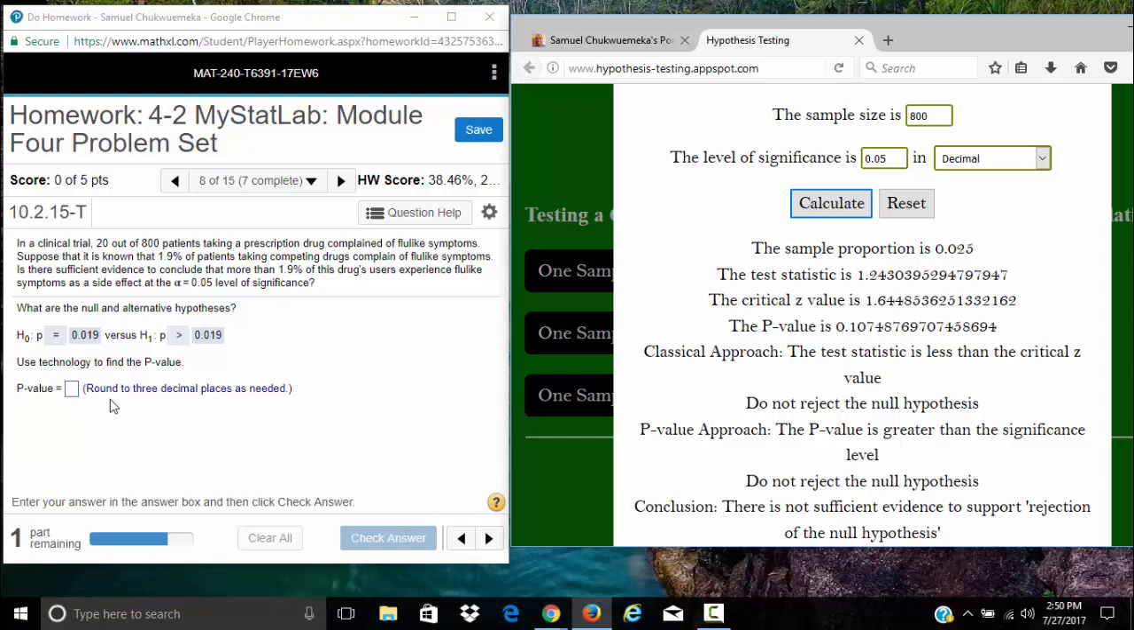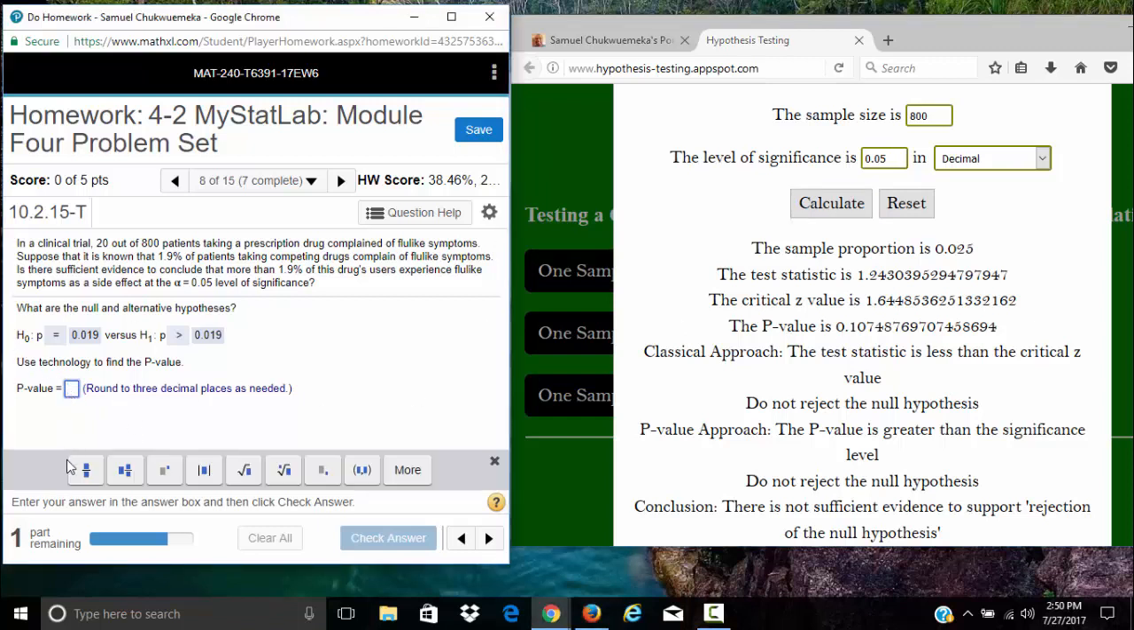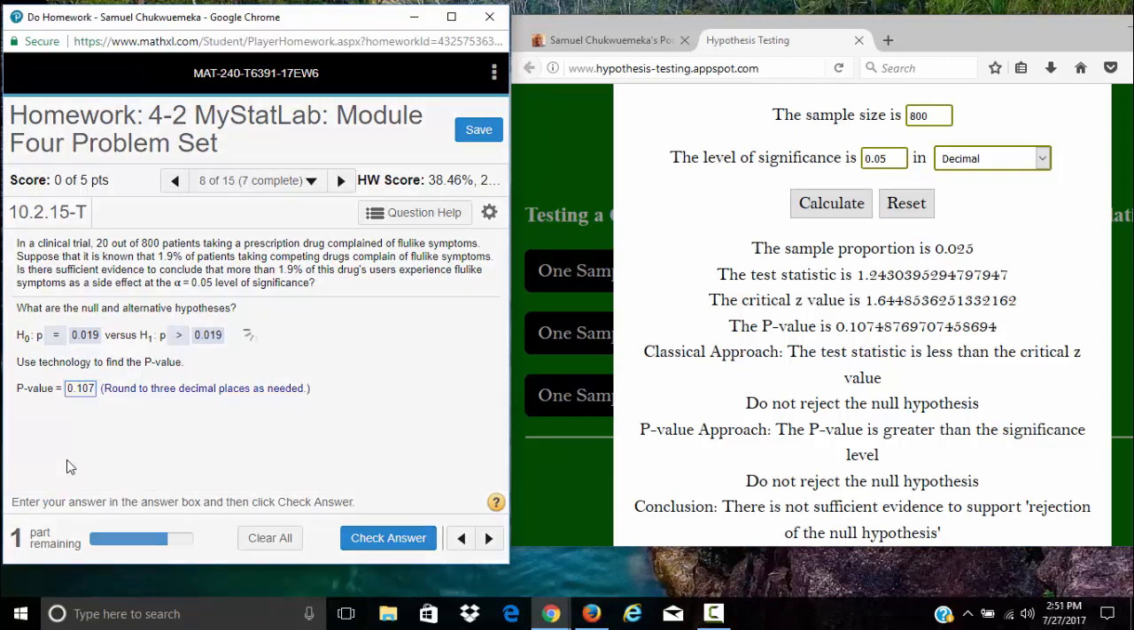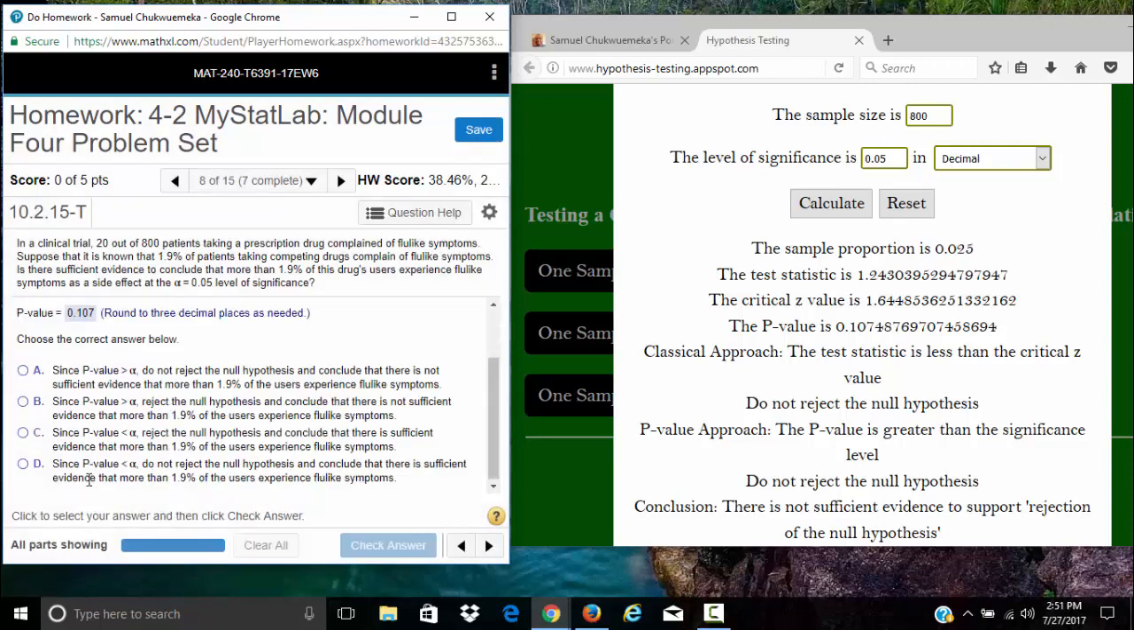The p-value to 3 decimal places would be 0.107. Okay, that's it. And then choose the interpretation. The p-value approach: if the p-value is greater than the level of significance, do not reject the null. Do not reject the null hypothesis, or fail to reject the null hypothesis.